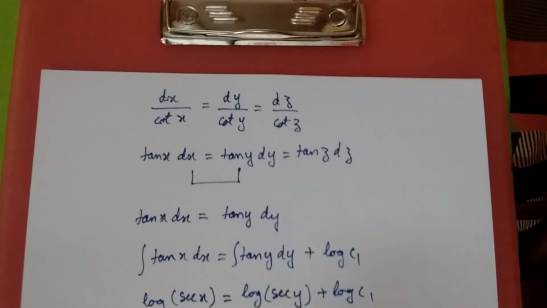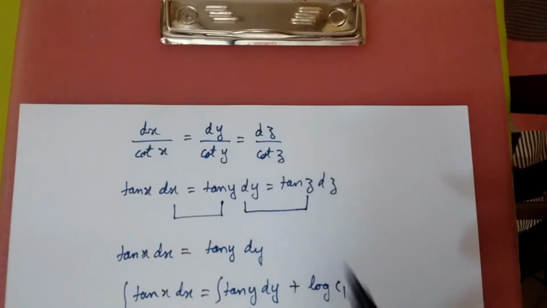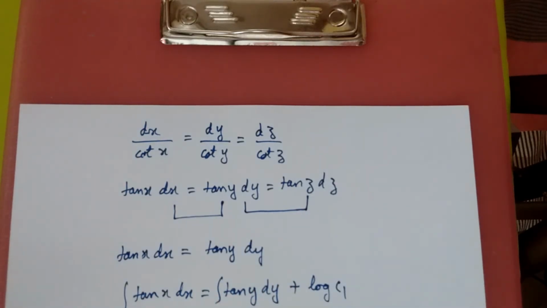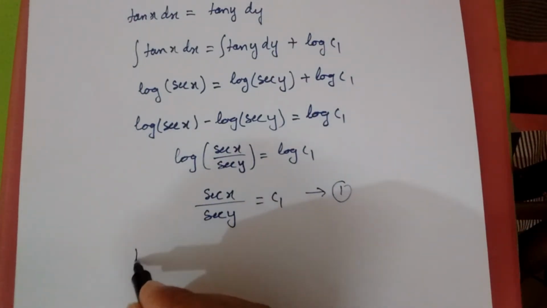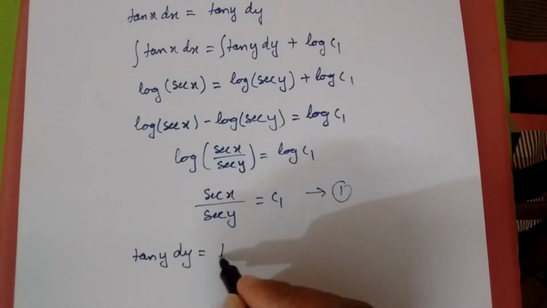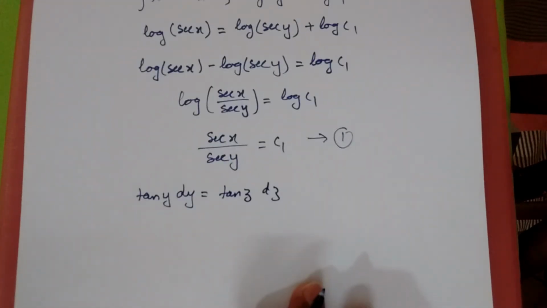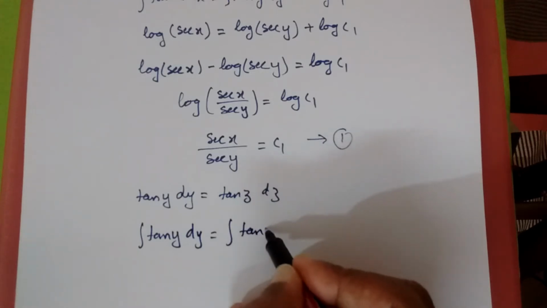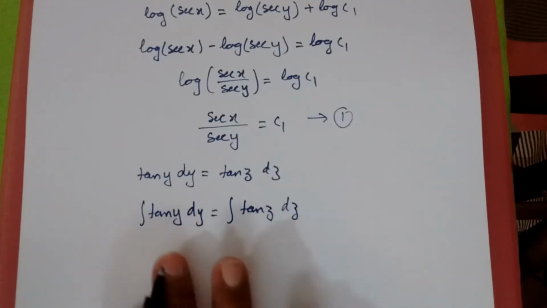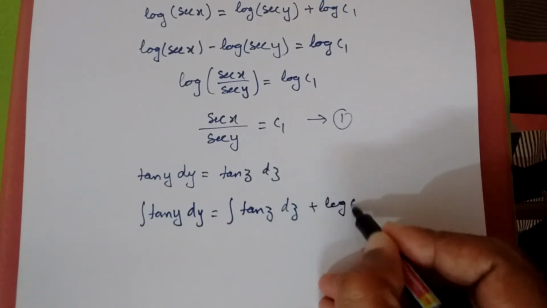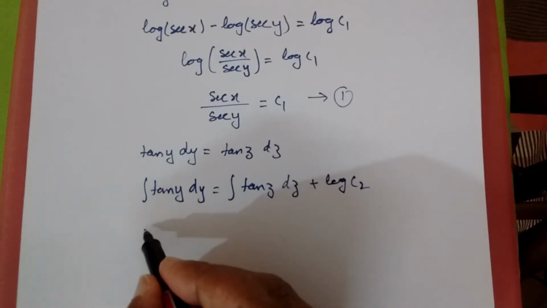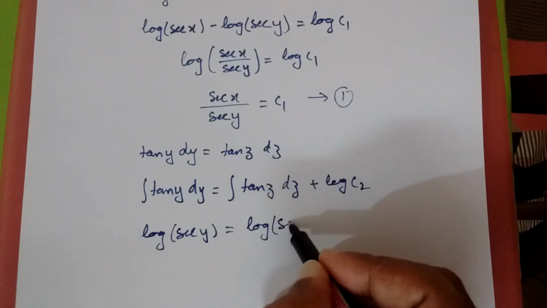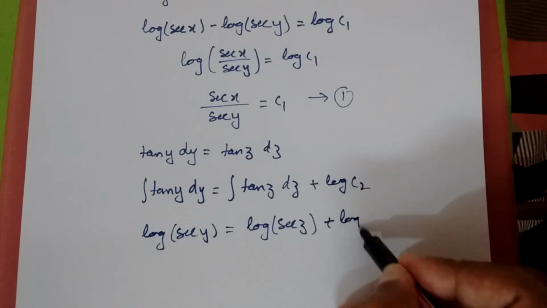Now move on to the next equality. This one is the next equality. If you try to consider tan y into dy is equals to tan z into dz. So let us try to integrate it. We will get integral of tan y into dy is equals to integral of tan z into dz. As you know that integration of tan will be log, therefore we add the constant of integration as log of c2. So integral of tan is log of secant of y, that is nothing but log of secant of z plus log of c2.